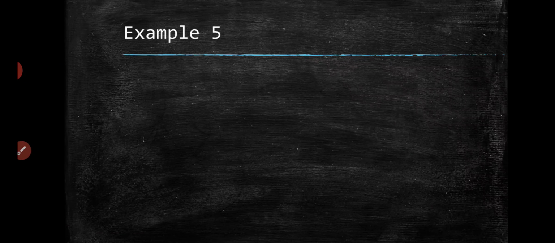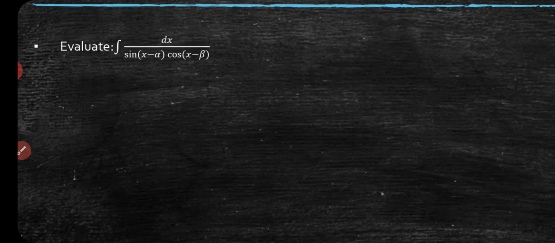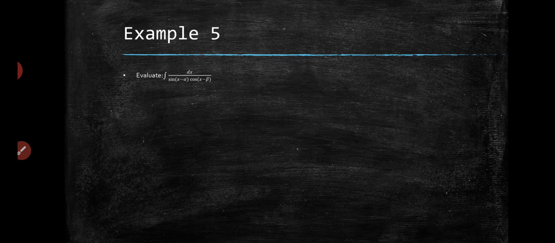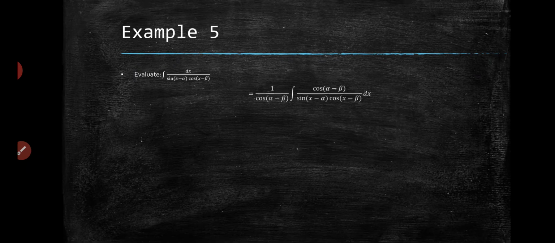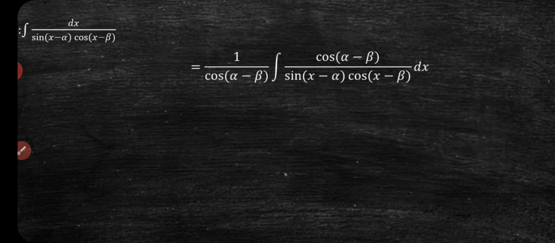Integration dx by, let me zoom it out once again, integration dx by sine of x minus alpha into cos of x minus beta, which is pretty much the same as the third problem that we did, but a little bit elaborate. So let us do it. So let us take the first step. The first step is to multiply cos of alpha minus beta in the numerator and the denominator. So this is a trick that we have to apply.